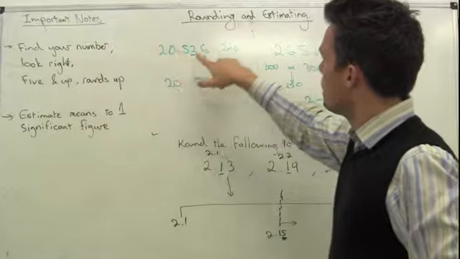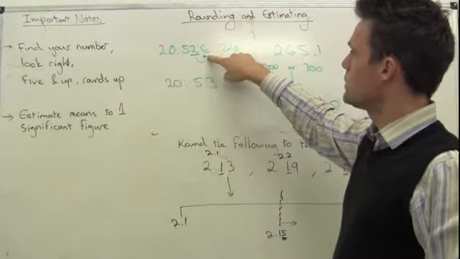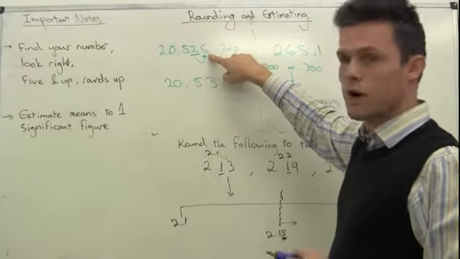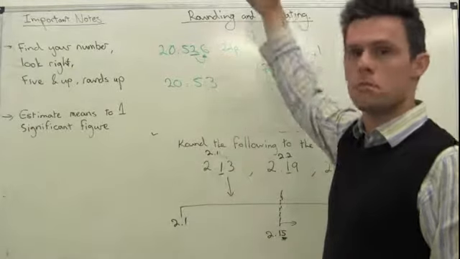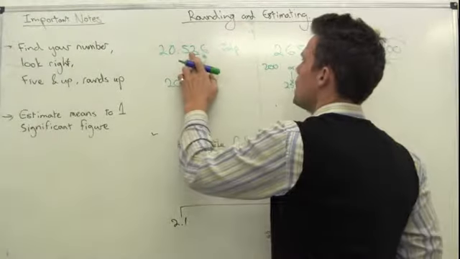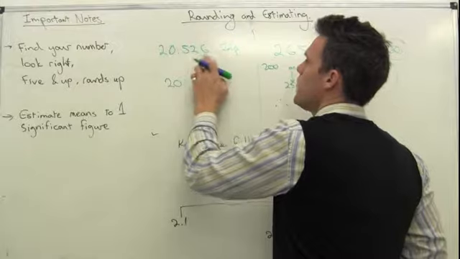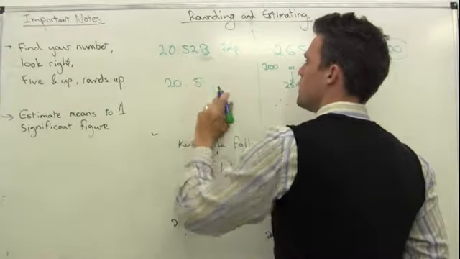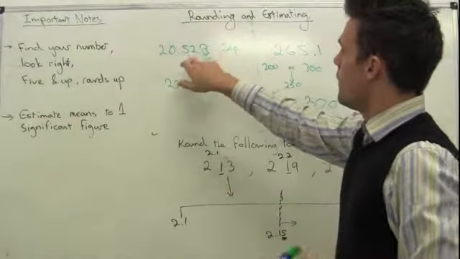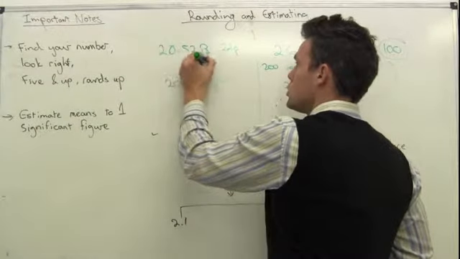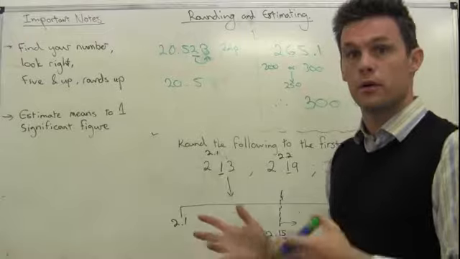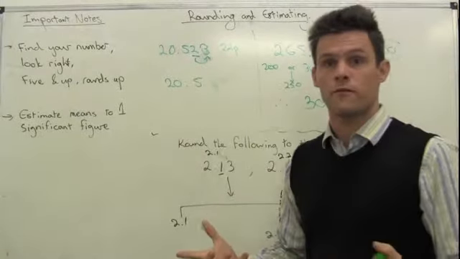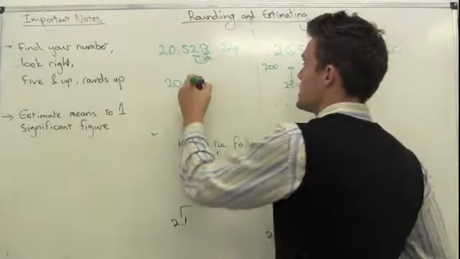Okay? So I find my number, I look to the right, 5 and up, rounds up. Cool? 5 and up, it goes up. If this was 20.523, find my number, look to the right, 5 and up, rounds up. No, it's not 5 or up, so it stays exactly the same.